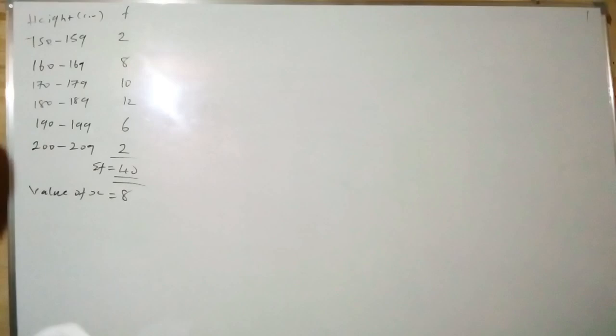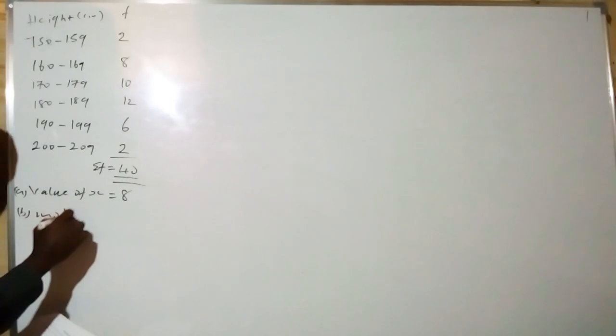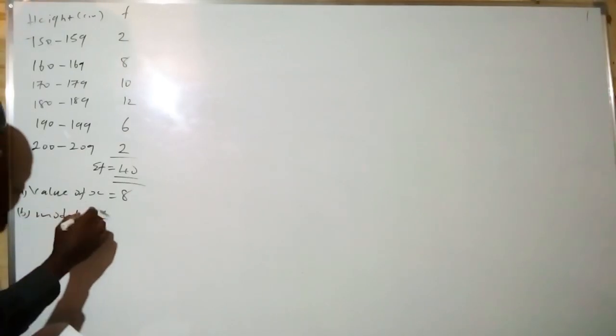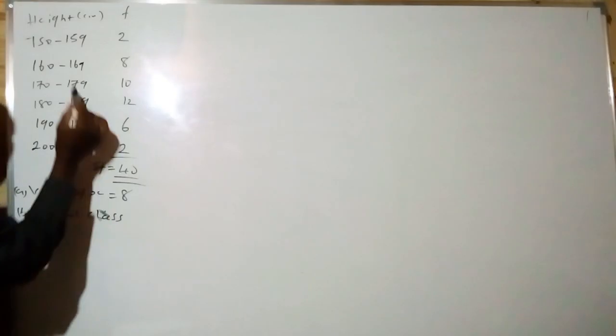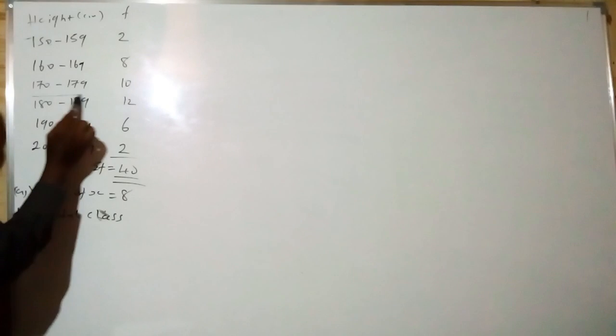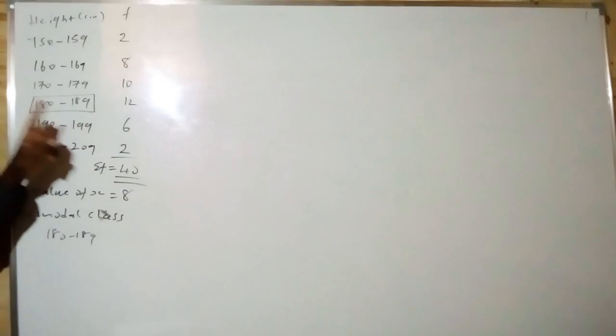B, you are supposed to calculate the modal class. How do we get the modal class? The class with the most frequency. You come to the frequency, the maximum is what? I can see 10, 12. Yes, it's 12. These are the classes, so the modal class is 180 to 189. But if you've been asked about the modal frequency, you are supposed to give 12. Correct. Next, calculate the mean height.